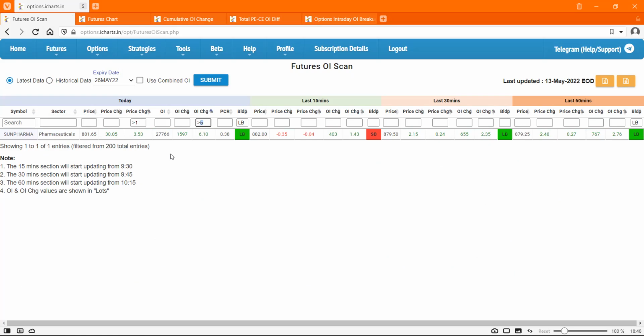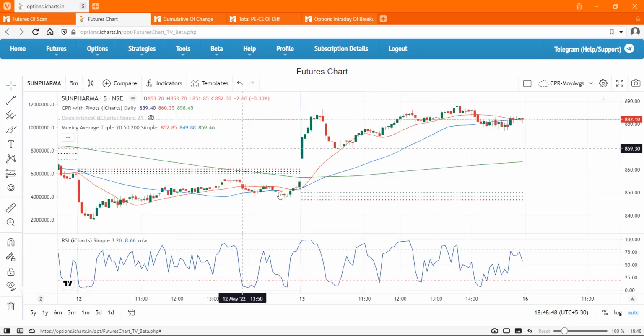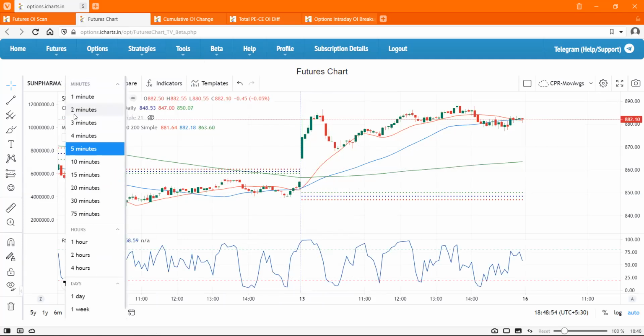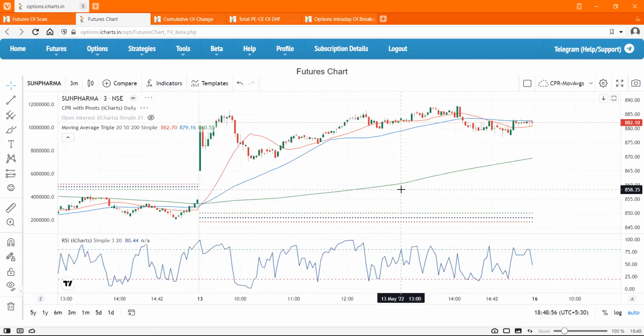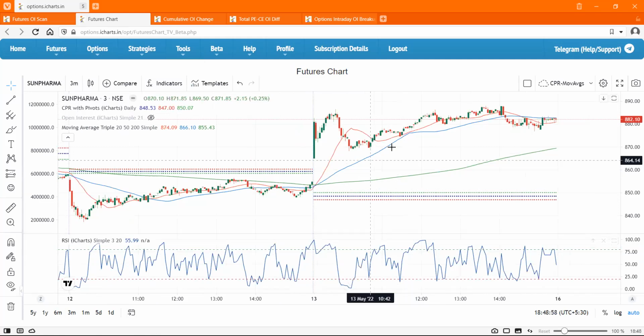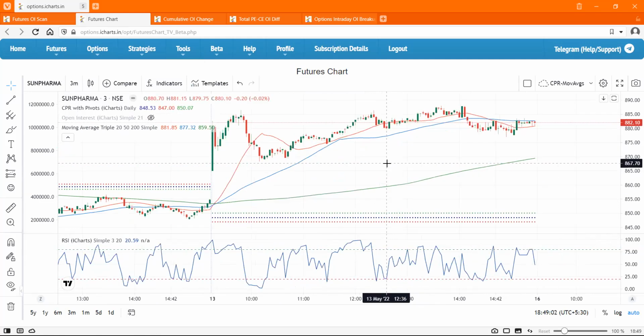Just get 4 or 5 stocks and then go and check in detail on the charts and see how you can buy. Just go to a slightly lower time frame, 3 minutes or so, so you get reasonable signals. Don't go too low either, because then you would get stopped out. So this is about this.